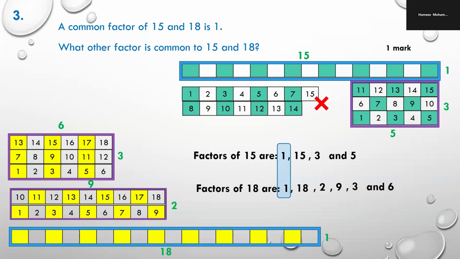So what are the common factors? 1, which was already stated, and the question asks, what is the other common factor? What's the same in both of them? Well, 3. So 3 is the other common factor of 15 and 18.